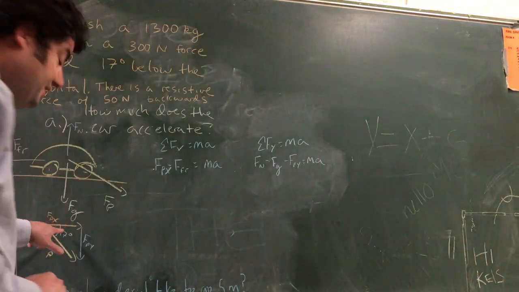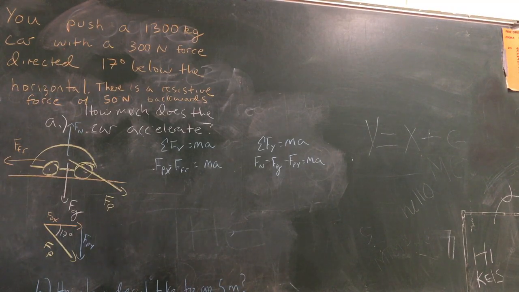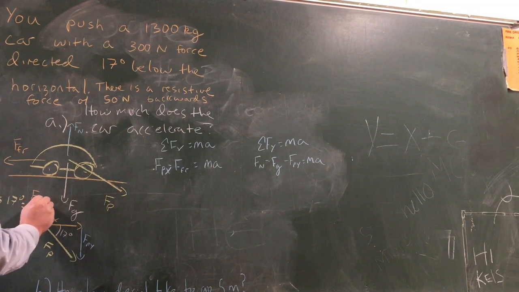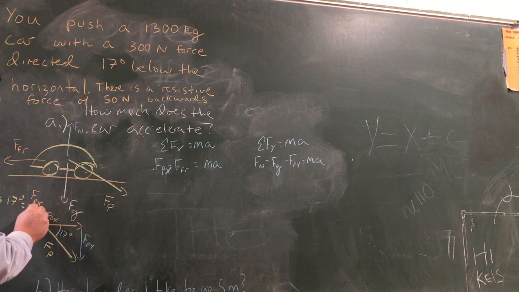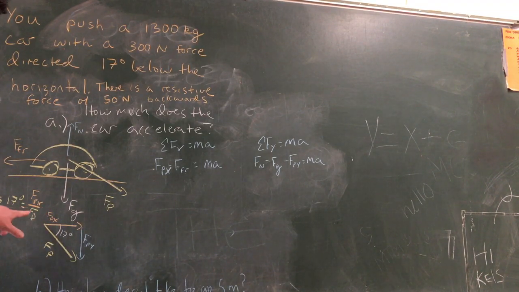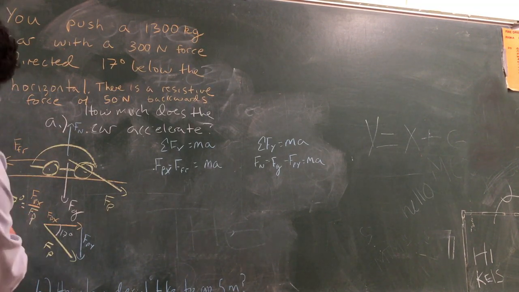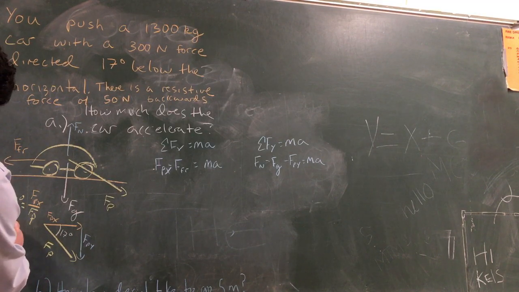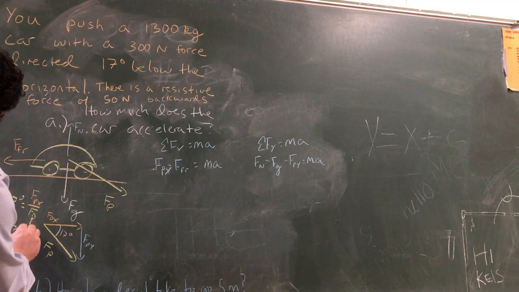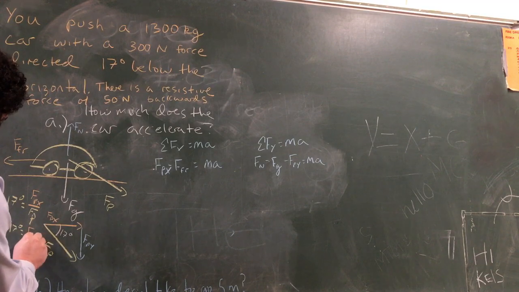Since Fpx is the adjacent side, I'm just going to worry about cosine. And the cos of 17 is going to be Fpx over Fp. So just solving for Fpx by itself, I'm going to multiply both sides by Fp, and I get Fp cos 17 equals Fpx.